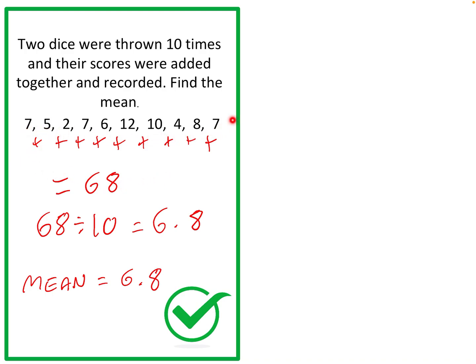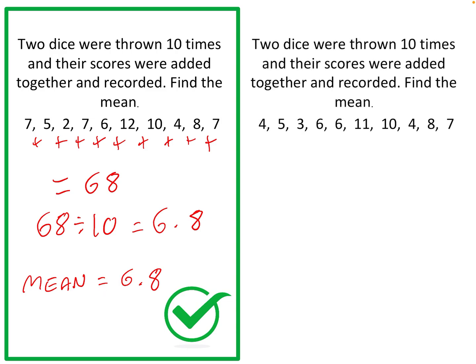There is more data, but all I've done is I've added everything up as it's gone. If you have a calculator, you can use your calculator for this part, because it is a lot of workings you need to do. It equals 68. 68 divided by 10 equals 6.8, and therefore the mean is 6.8. Here's one for you to have a go at. Pause the video and resume once you've attempted it.